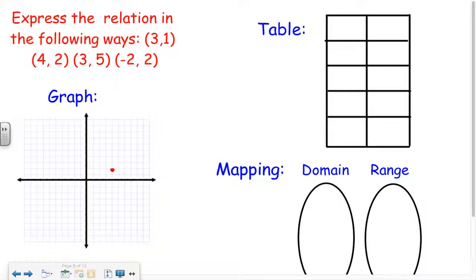4, 2. 3, 5. 3, 1. Sorry, I went out of order here. Negative 2, 2. So there are your 4 points. Your table should be an XY table. And then I'm going to take those 4 ordered pairs and just place them into the table.